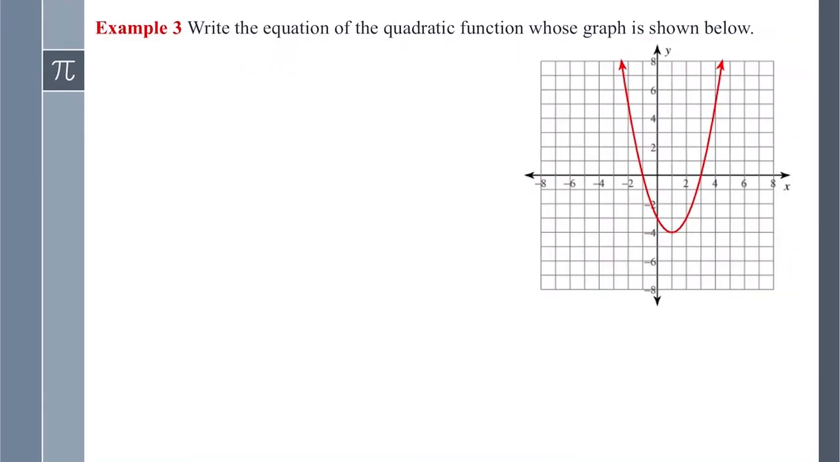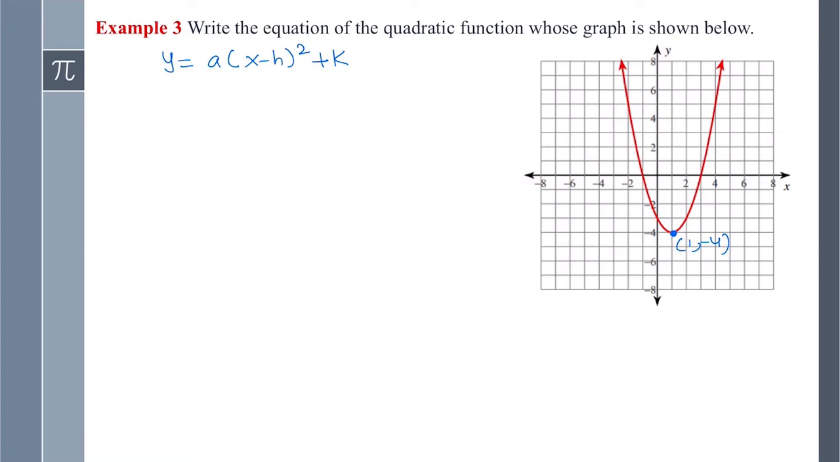So the next one is if you are given a graph, just looking at the graph, we can write the equation of the quadratic function. Usually in this case, since we know the vertex here, so we have this coordinate for the vertex, which is 1, -4, you might want to start with the vertex form or the standard form of the equation. So let's go ahead and do that. So y equals a times x minus h squared plus k is the standard form of the quadratic function.